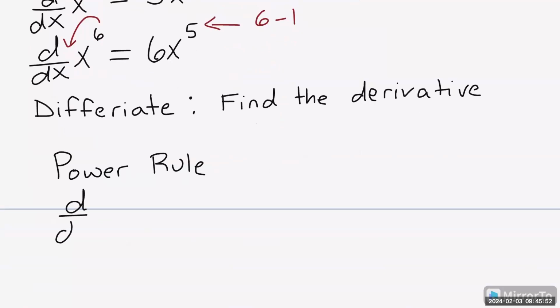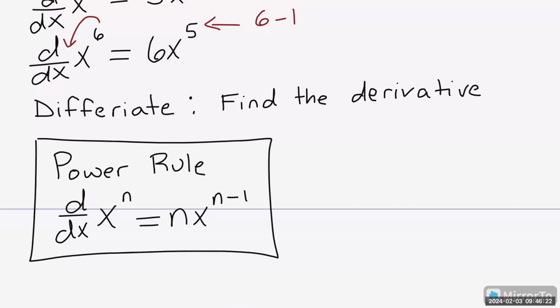And it's that the derivative of x to the n, so this is used whenever you have a variable raised to a constant power, is equal to n. So remember what I was saying about the exponent dropping to the front. And then we have times x raised to the power of whatever our n was, but then minus 1, whatever our exponent was minus 1. So this is called the power rule.